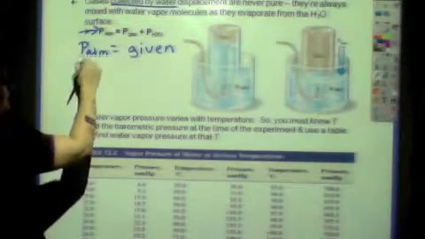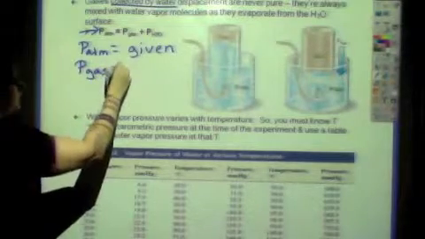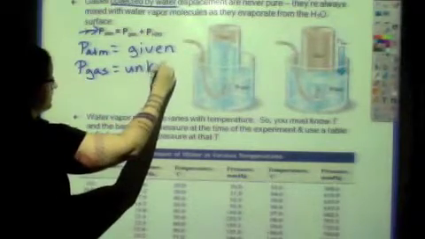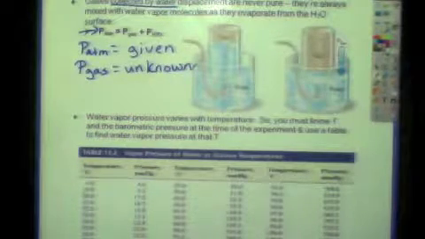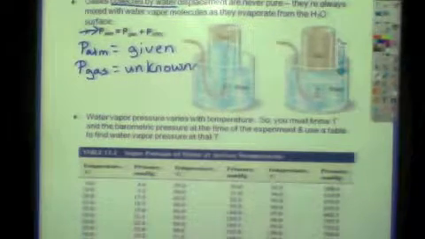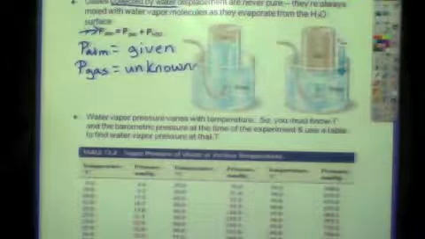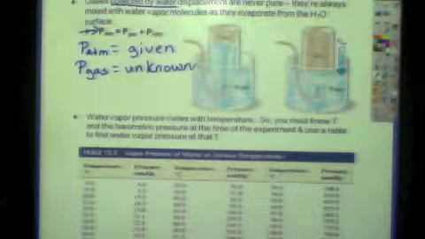P gas is always your unknown. You will always be looking for that variable in these problems. That's one of the things that makes these extremely easy, because you're always solving for the same thing.